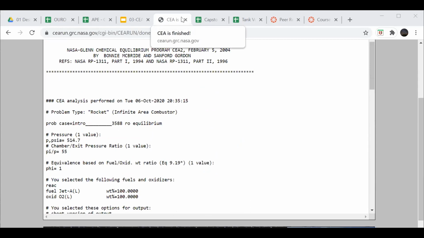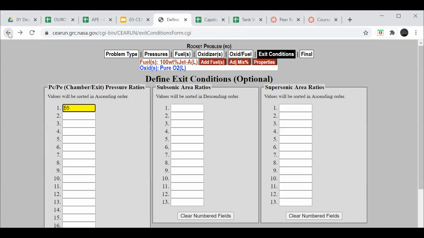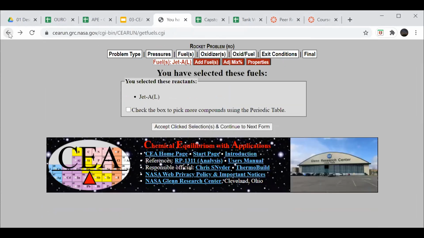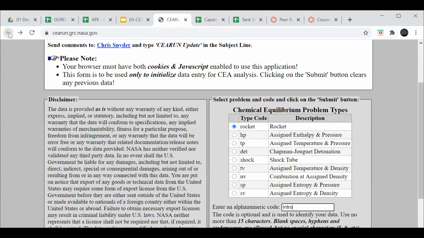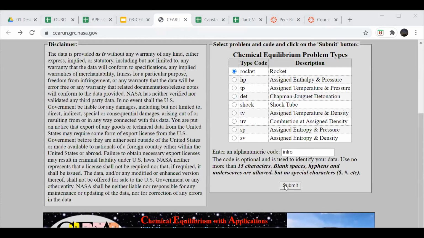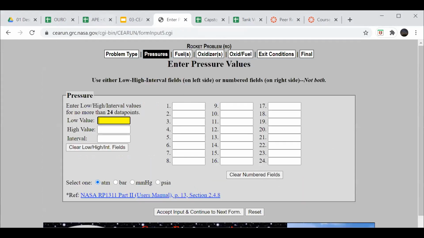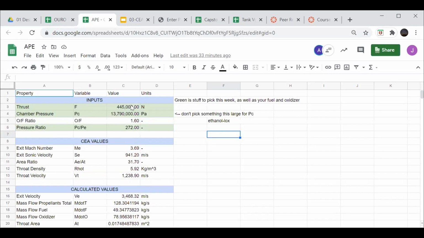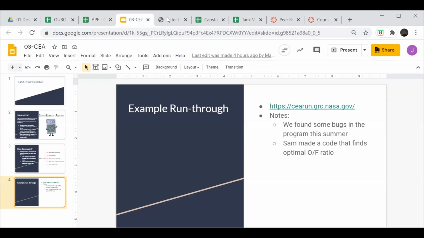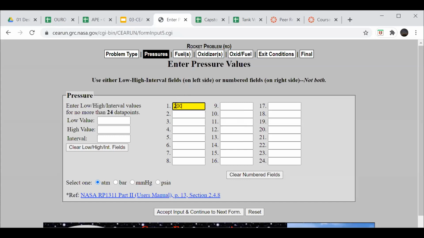All right. If there aren't any more questions, I'm going to go back and run one for the example ethanol and LOX engine. Yeah, so rocket, and I have right here was our spreadsheet. Chamber pressure, let's see what that is in PSI. 2000 PSI. What a nice number. So we're just gonna put 2000.